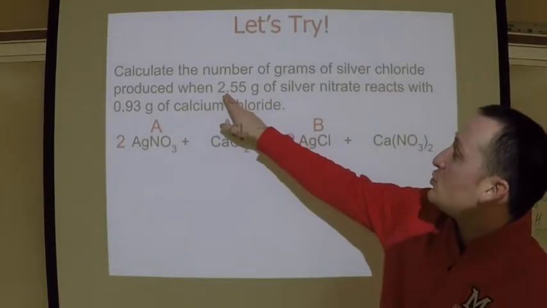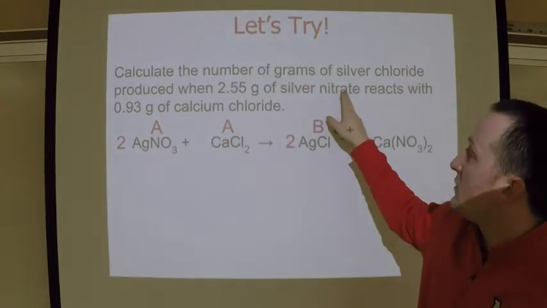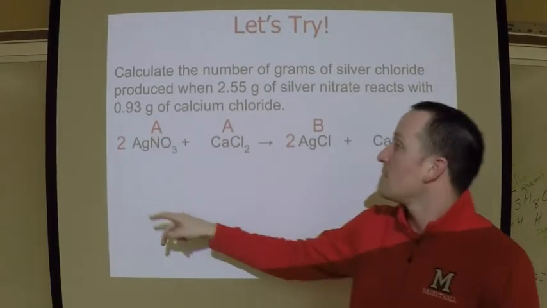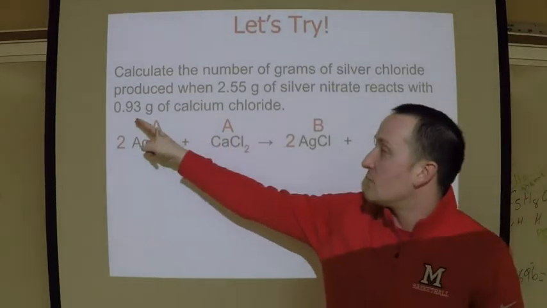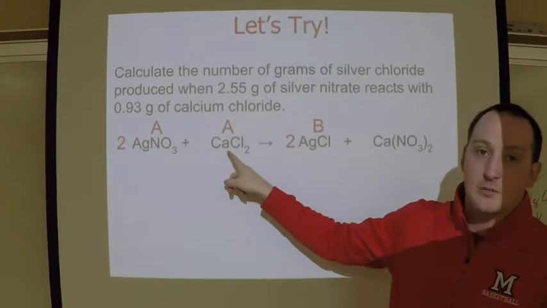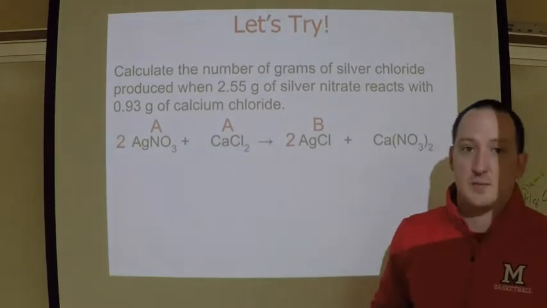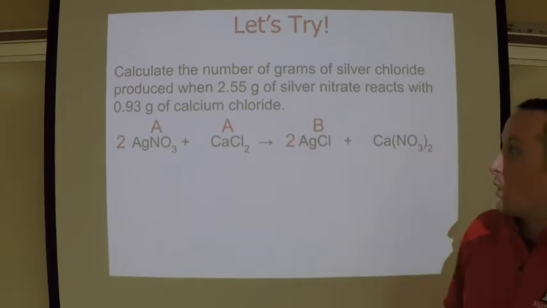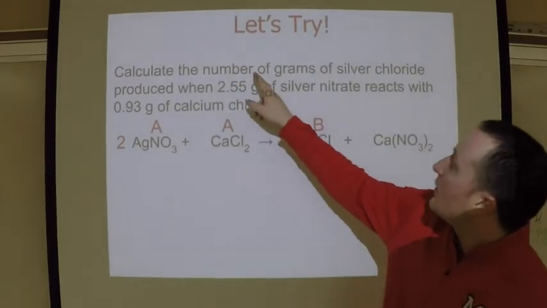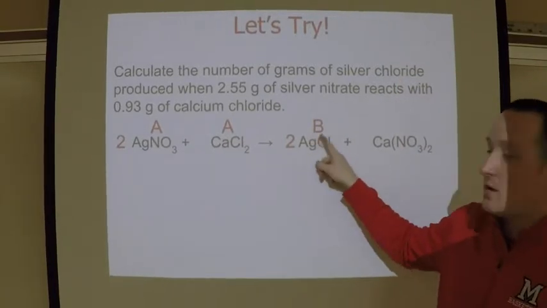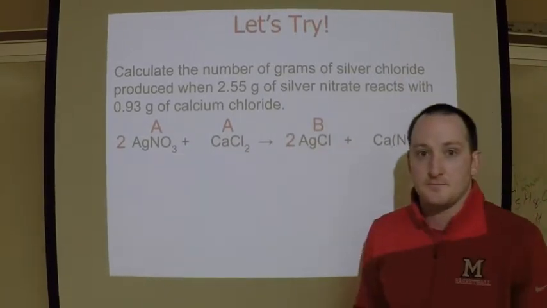Well, it gave me 2.55 grams of silver nitrate. Silver nitrate is right here, so that's a given substance. Second thing is that I was given 0.93 grams of calcium chloride. This is calcium chloride, so I also label it as substance A. Then I have to go, okay, what's it asking me to find? Well, it's asking me to find the number of grams of silver chloride. This is silver chloride, that's why I labeled it as substance B.